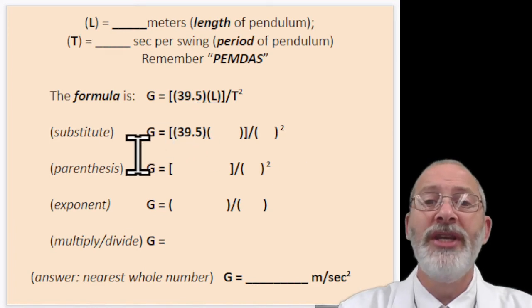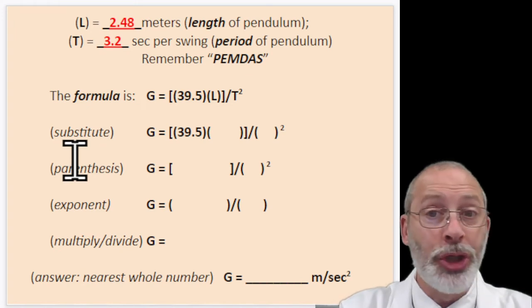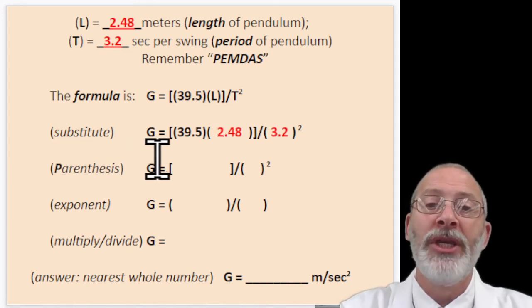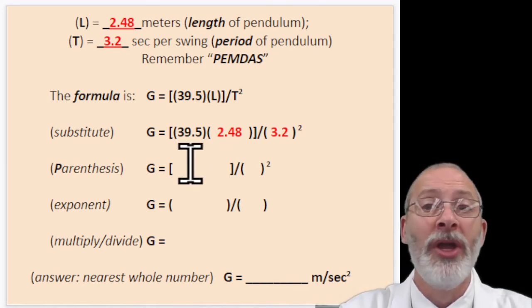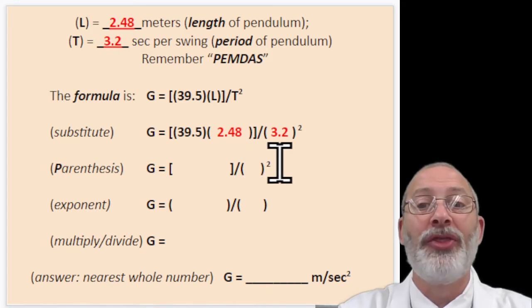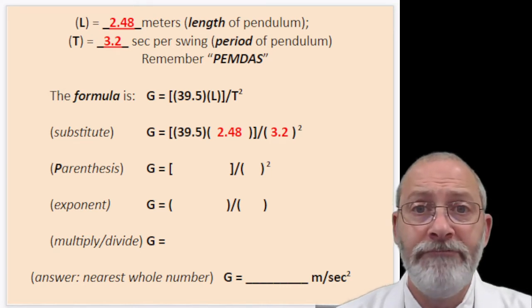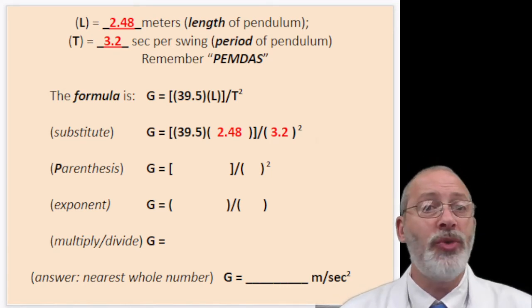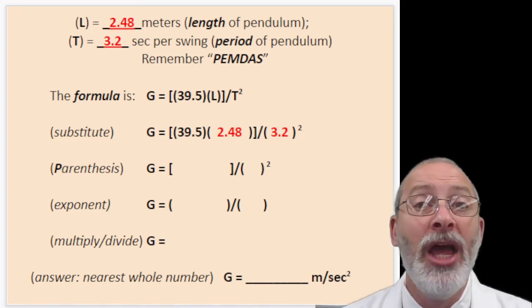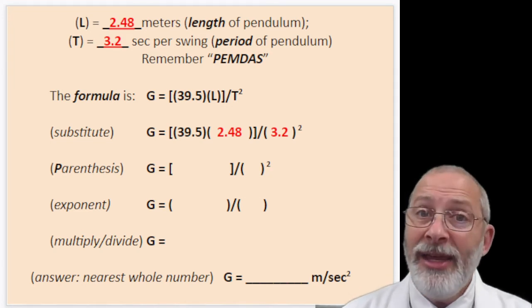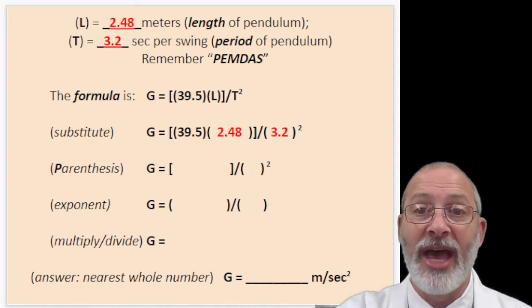So we're going to first substitute or plug in our values that we measured earlier, and this is what we get. G is equal to 39.5 times 2.48, all of that divided by 3.2 squared. Again, don't be intimidated by the mathematics. We just follow PEMDAS. So the first thing we want to do is look for any parentheses. Is there any mathematics we can complete within parentheses? And the answer to that is yes.